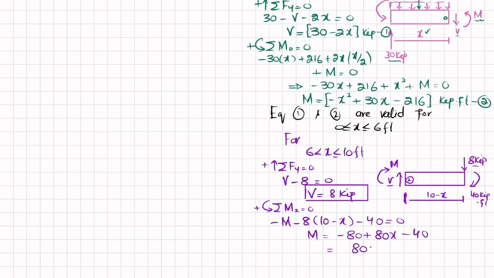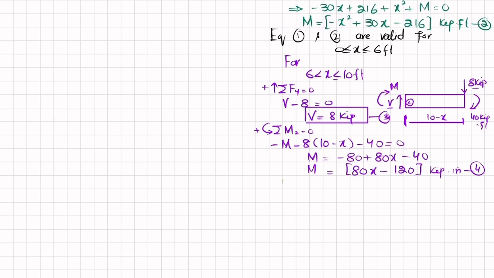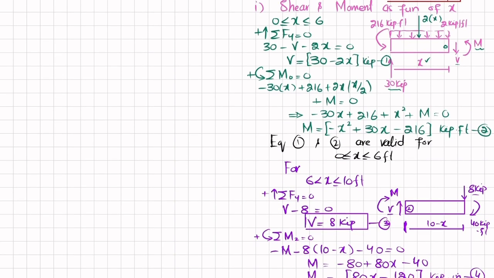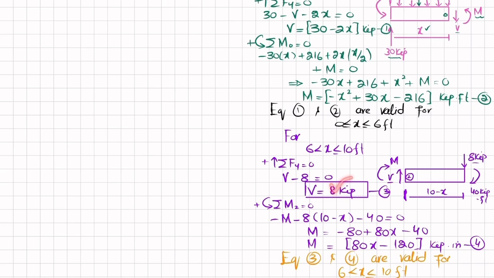So it will be equal to 8x minus 120, and the unit will be kips-feet. This is your equation number 3 and this is your equation number 4. Equations 3 and 4 are valid for x greater than 6 feet and less than or equal to 10 feet. So these are the shear force and moment equations as a function of x for the region x greater than or equal to 0 and less than or equal to 6 feet, and these are the shear force and moment equations for the region x greater than 6 feet and less than or equal to 10 feet.